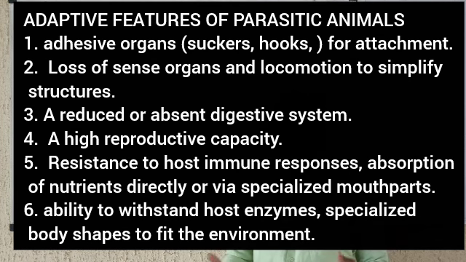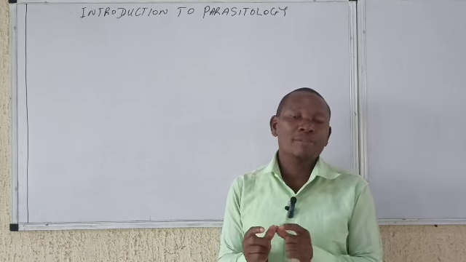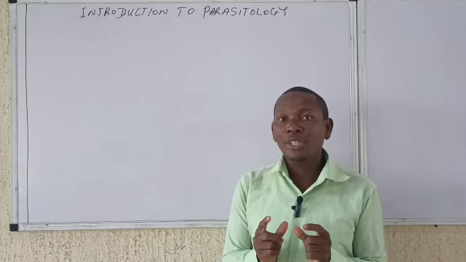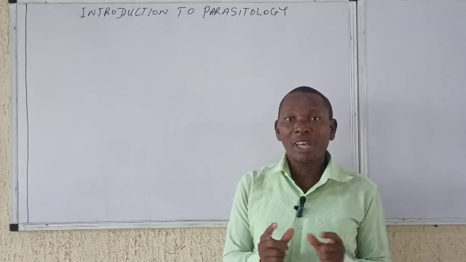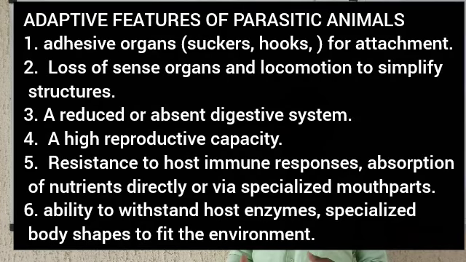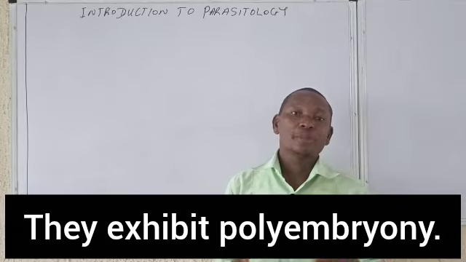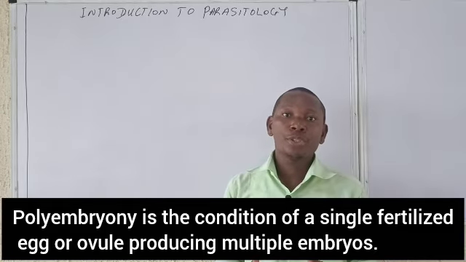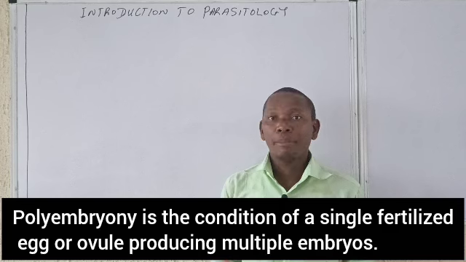They possess reduced sense organs, and some do not have sense organs at all. Note the fact that they have high reproductive capacity. If they don't reproduce, definitely they will go into extinction. So they have evolved methods of reproducing in high numbers to ensure continuity of their species. They also have polyembryony.